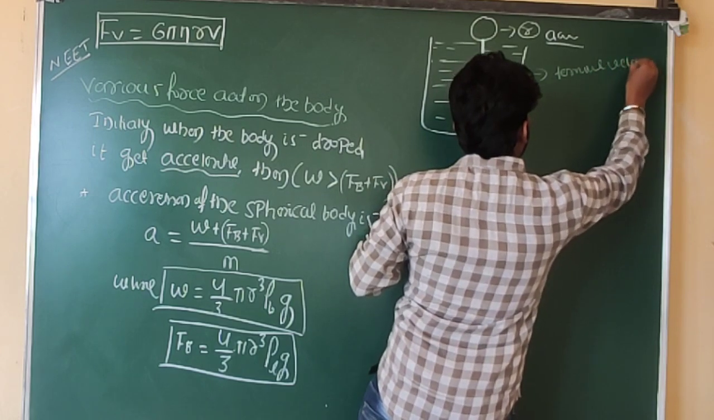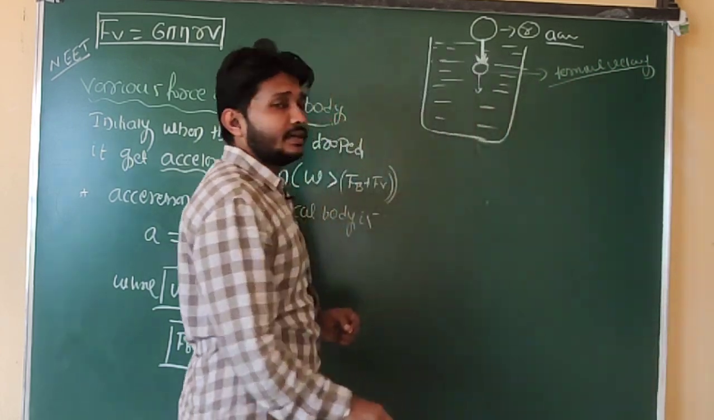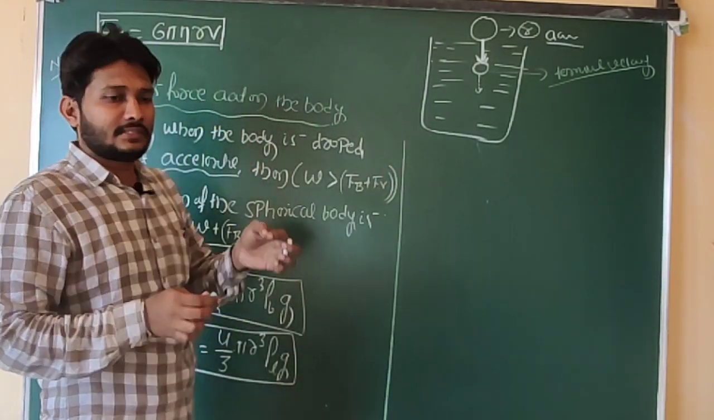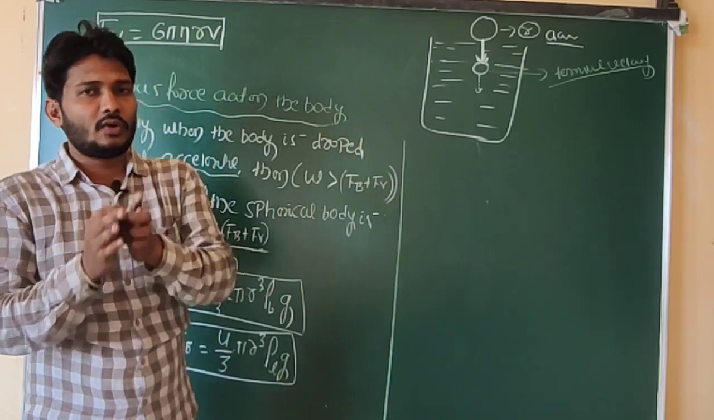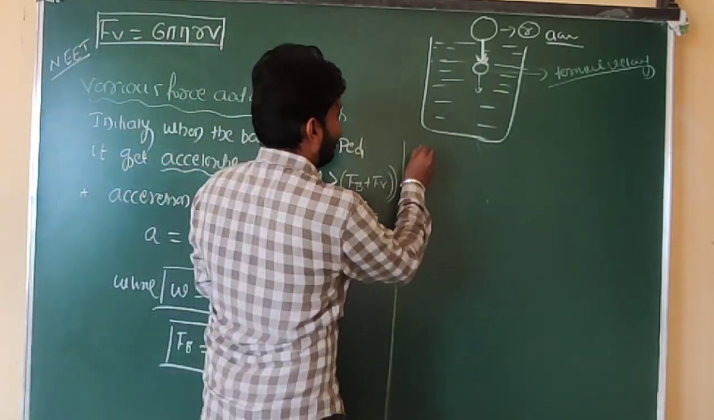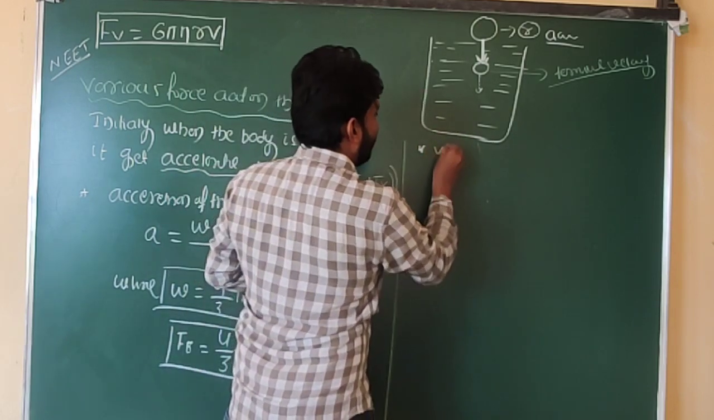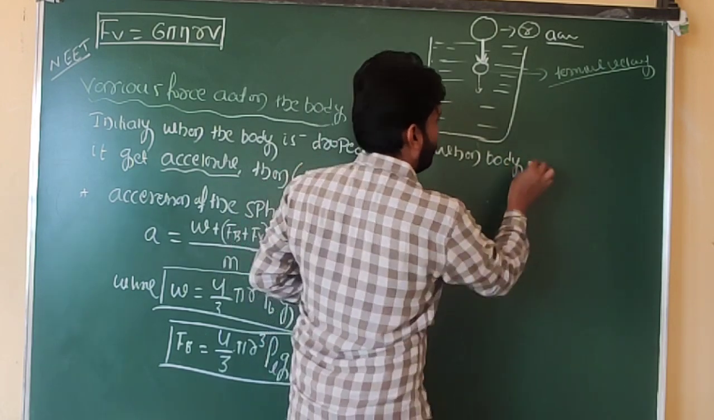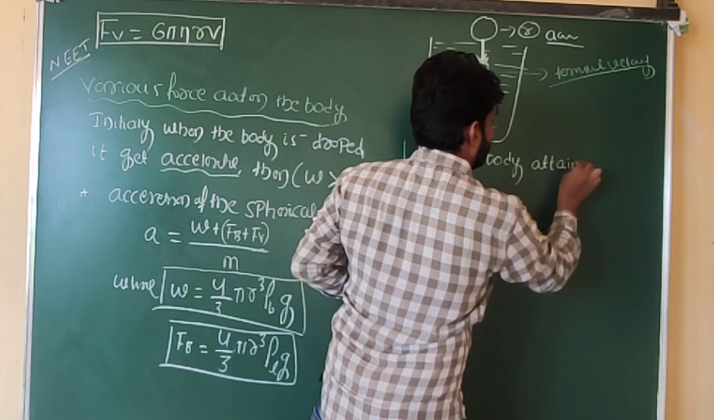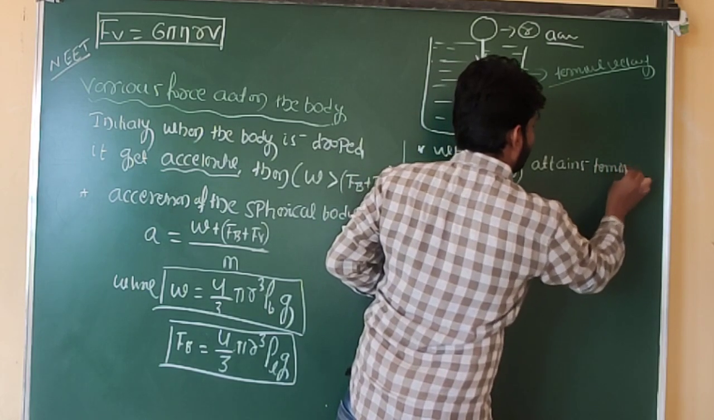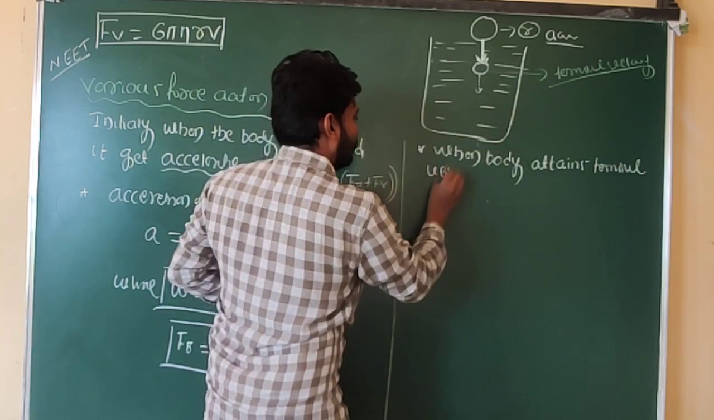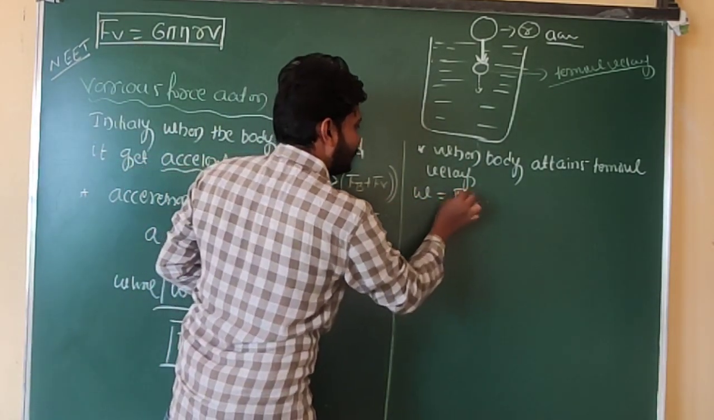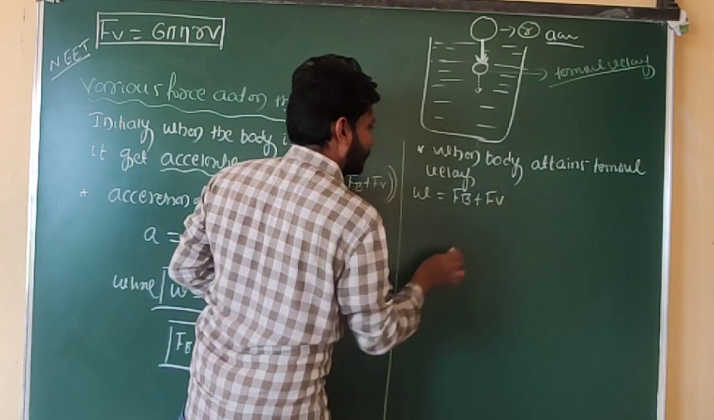Terminal velocity. After traveling a certain distance, the body attains a terminal velocity. When the body attains the terminal velocity, then the weight of the body is equal to buoyant force plus viscous force.